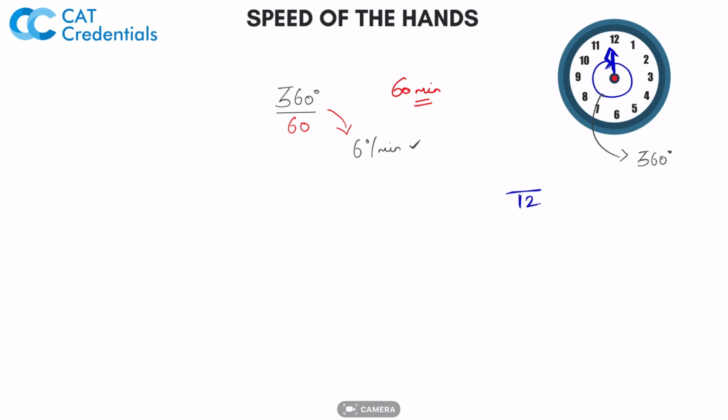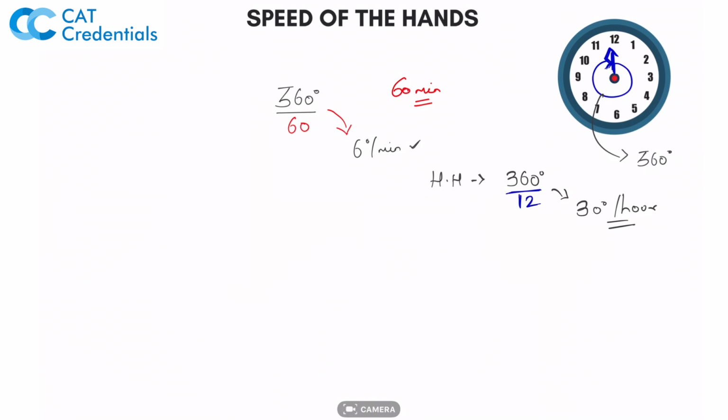Okay, but in how many hours? 12 hours. So if you go 360 degrees in 12 hours, how many are you moving per hour? 30 degrees per hour. Okay, now that is the speed of your hour hand.